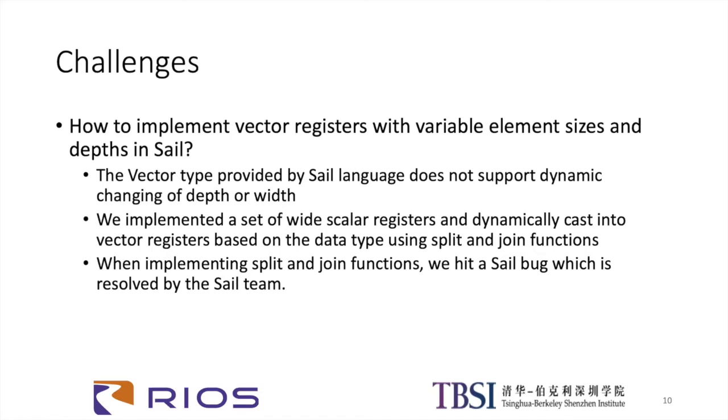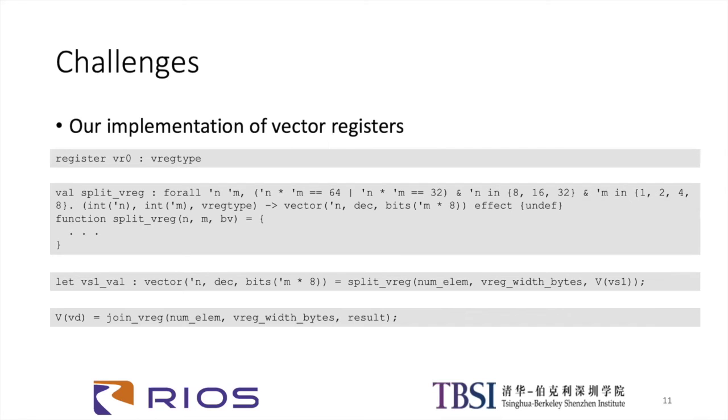For the first challenge, there is a vector type provided by the Sail language already, while it is fixed in depth and width when declared. So we implemented a set of wide scalar registers and dynamically cast them into vector registers based on the data type using split and join functions. When implementing the split and join functions, we hit a Sail bug with type checking, which was resolved by the Sail team.